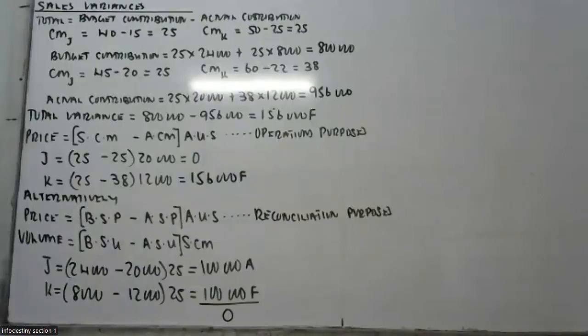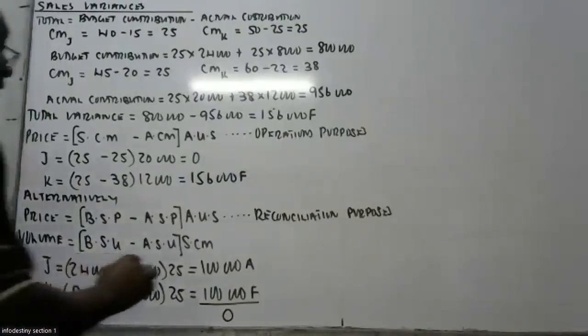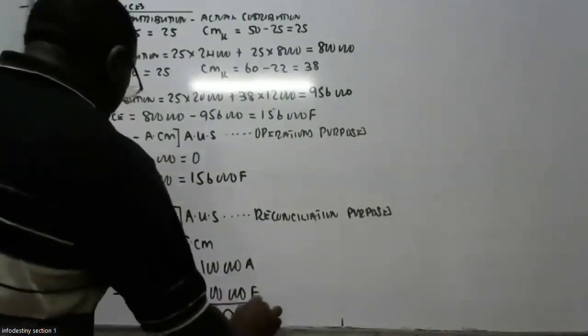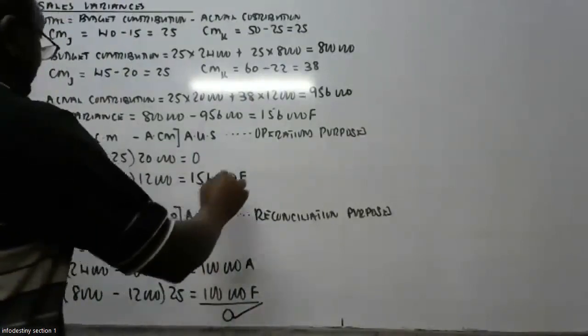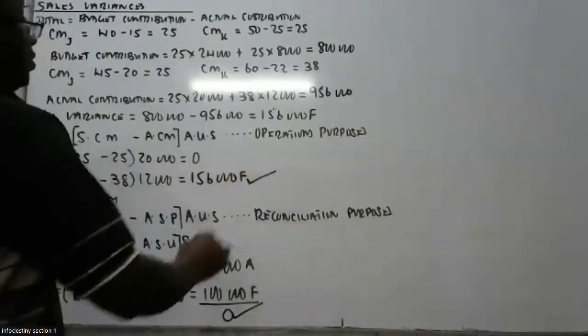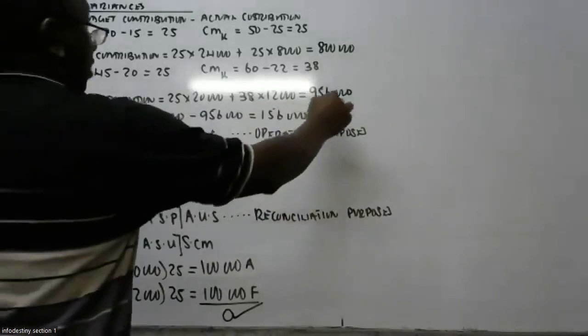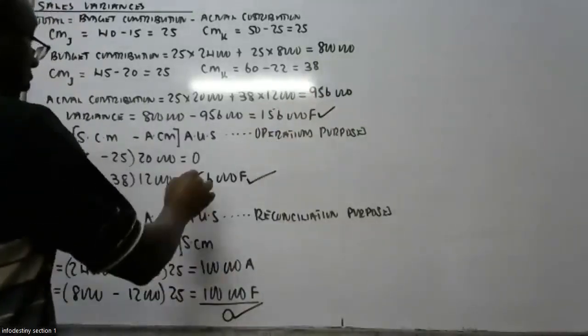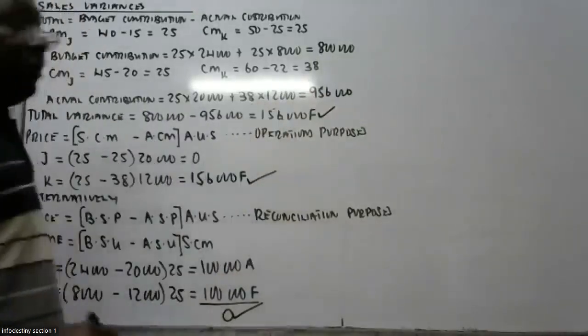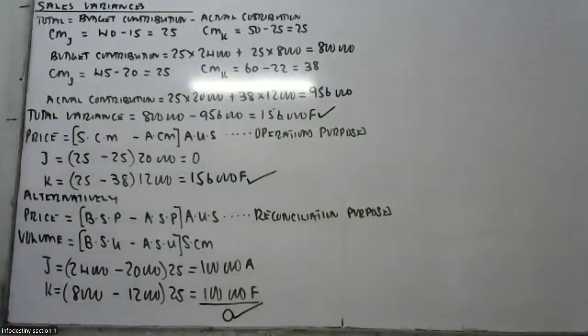And you can see what I've been saying, that if you add this volume to this price, they should bring you back to the total here. You see, this is 0 plus 156 equals 156.